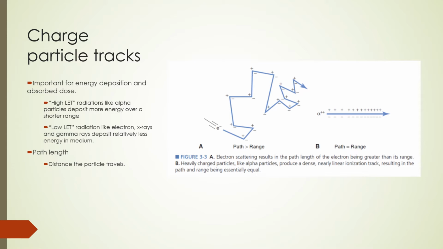Light charged particles like electrons cover longer path lengths or distances than heavy charged particles. This is seen in the figure shown. The alpha particle path and range are equal, while the electron path is longer than its range. Heavy charged particles like alphas also deposit more energy over a short range than light charged particles like electrons.